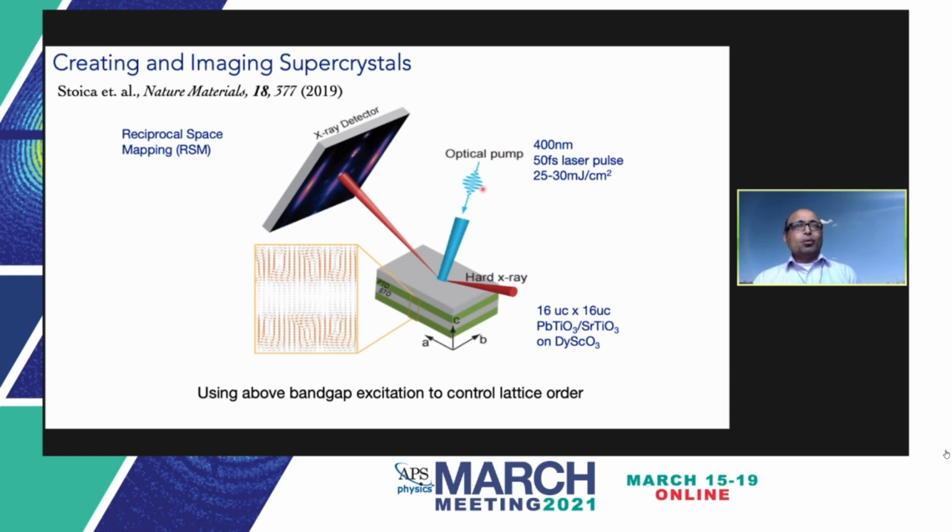And while he is doing that with a 400 nanometer pulse and very short pulses, he's looking with a hard X-ray nanoprobe and looking at the reciprocal space at these super lattices. These were all 16 by 16 unit cell super lattices. So all of the work was focused on one set.